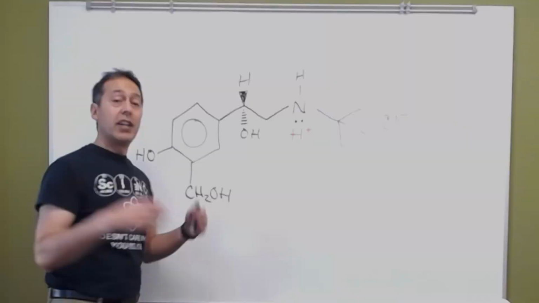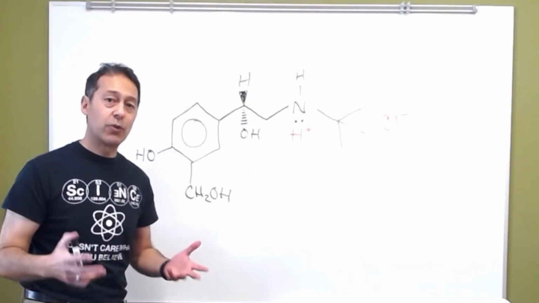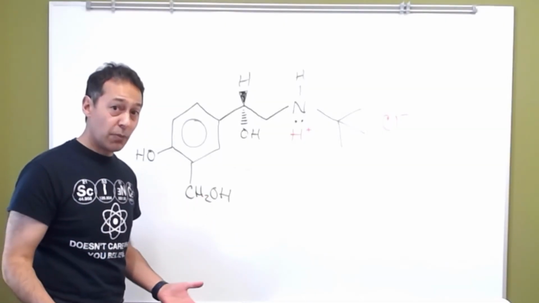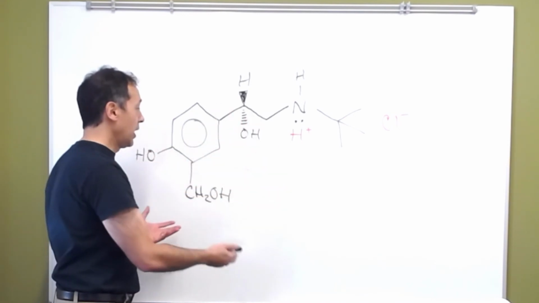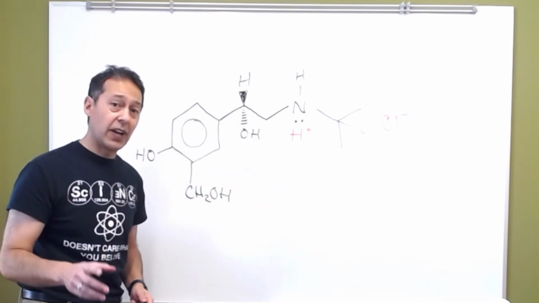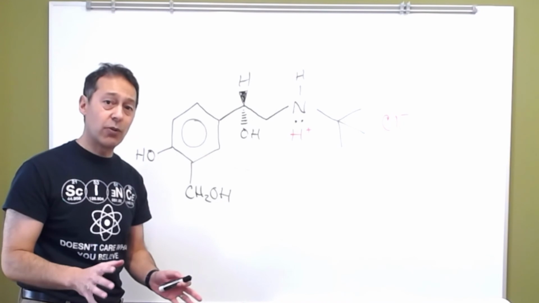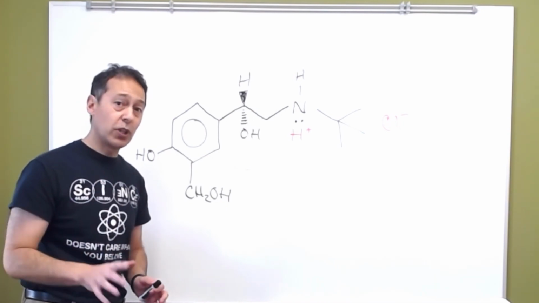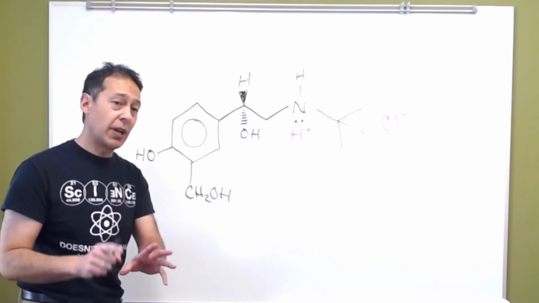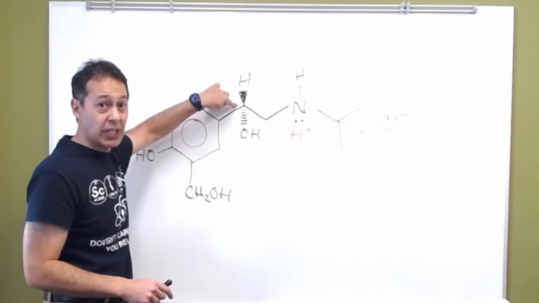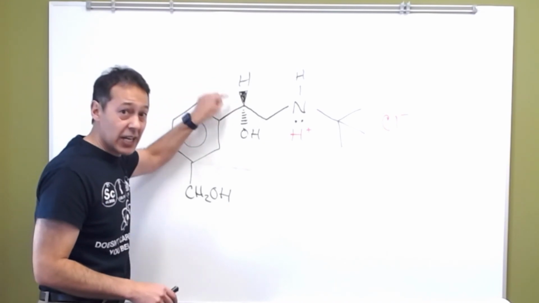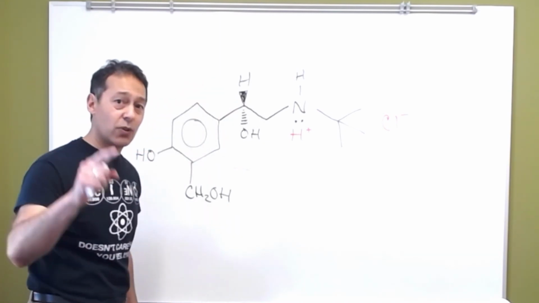Now that we've gone over what is a chiral center, if I were to give you a molecule such as this, and then ask you, can you identify, is this molecule chiral or not? You should be able to look at it and see, is there a carbon atom that has four unique things attached to it? And if it does, then it is a chiral molecule.